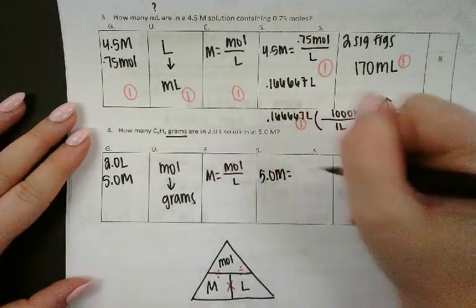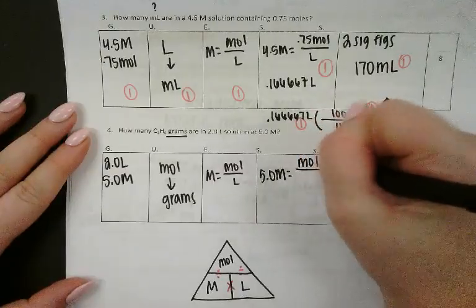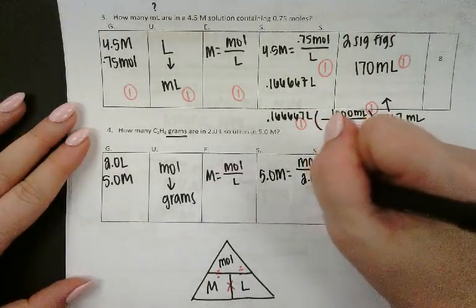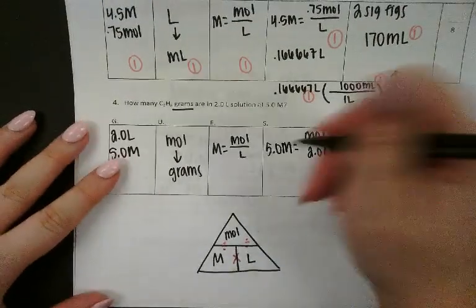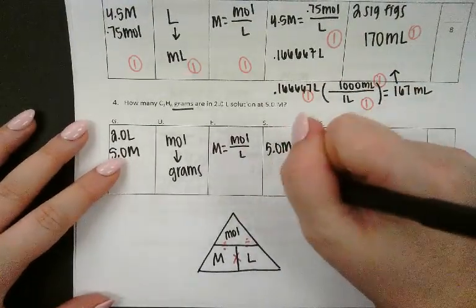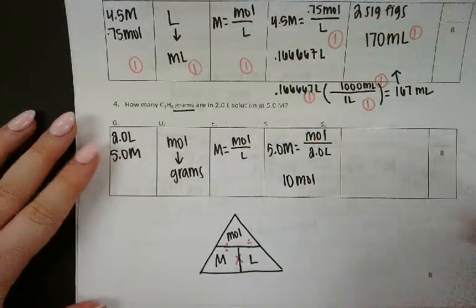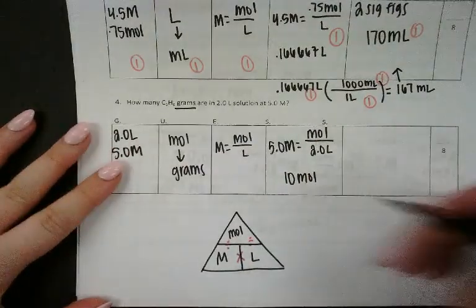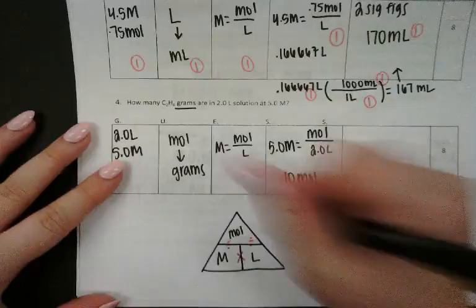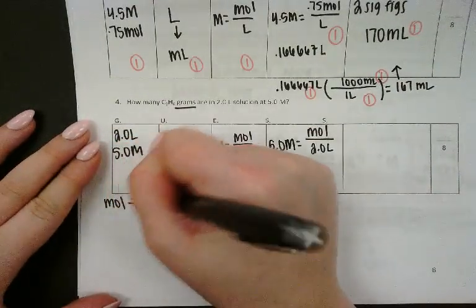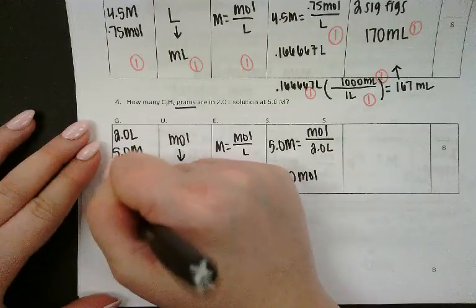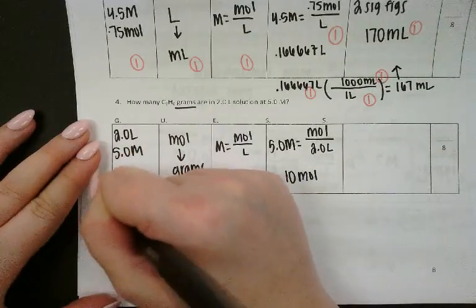5.0 molar equals moles over 2.0 liters. These two are next to each other, so we multiply those. When we multiply them, we end up with 10 moles. Okay? I have to convert this to grams. And when we go from moles to grams, it's one step, molar mass.